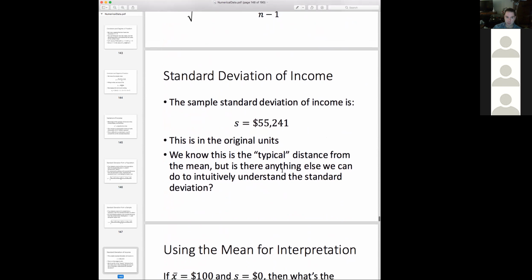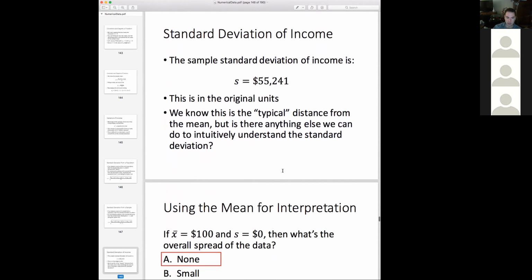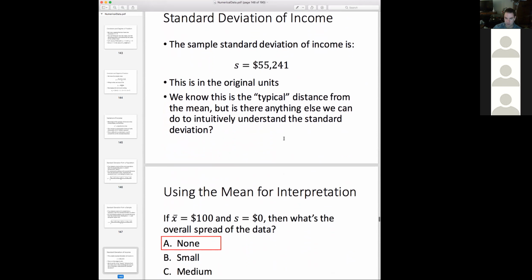So here we can see that by taking the square root, we get $55,241 for the standard deviation of income. So if we square it, we would get the variance. They're interchangeable in that you can square root the variance to get the standard deviation, or you can square the standard deviation and get the variance.